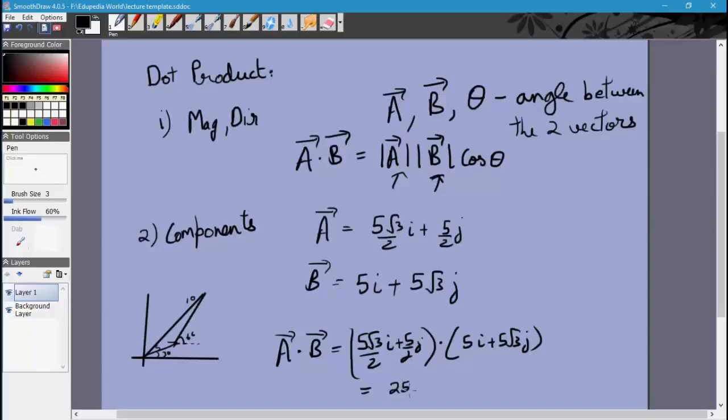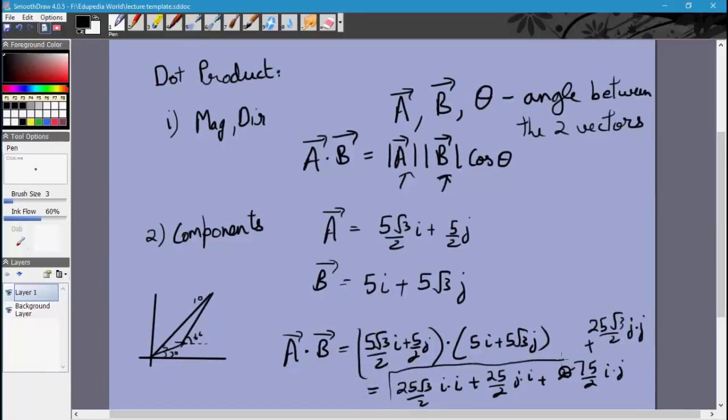The first term will be 25 root 3 by 2 i cap dot i cap. Right? This vector dot this vector, the magnitudes multiply, i cap dot i cap. Plus, then we will have 25 by 2 j dot i. Plus, we will have 75 by 2 i dot j. And finally, the fourth term will be this into this, 25 root 3 by 2. Right, so we have these four terms involving i dot i, j dot j, i dot j, and j dot i. So let's calculate the values of these four using magnitude and direction.